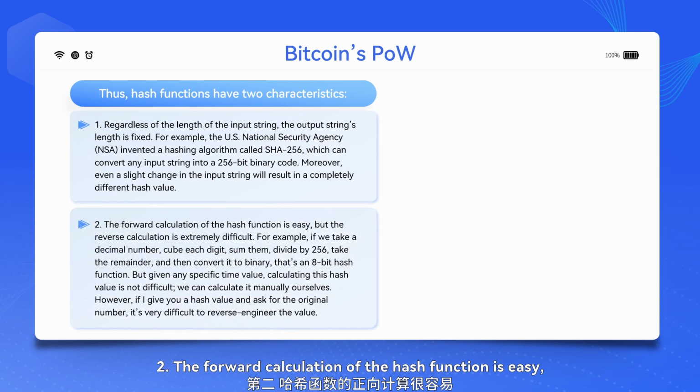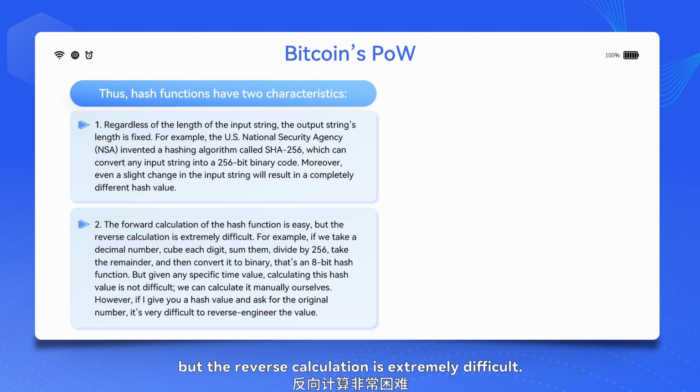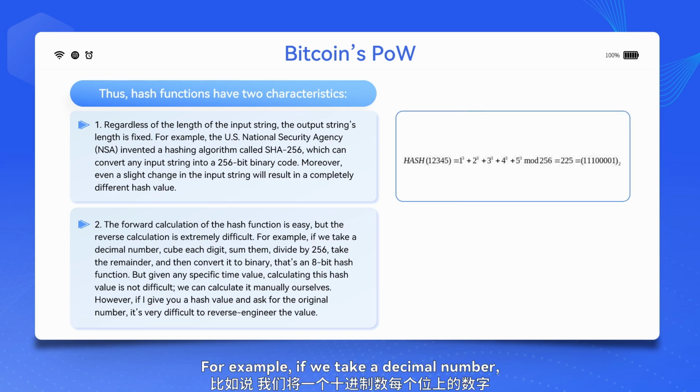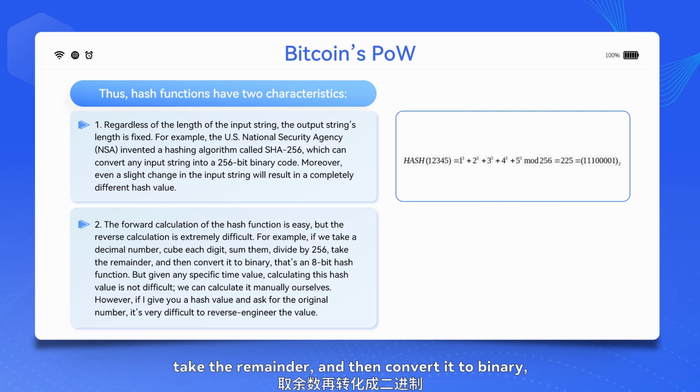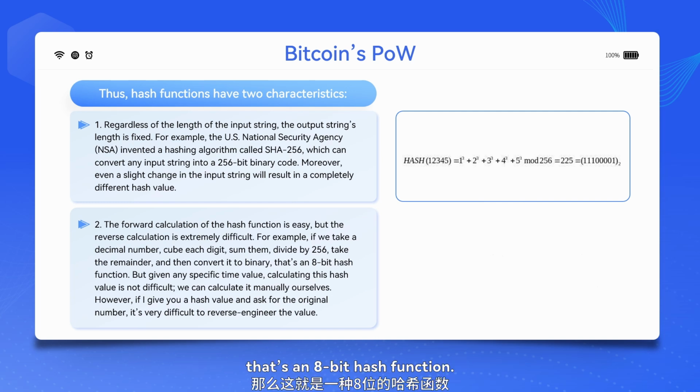2. The forward calculation of the hash function is easy, but the reverse calculation is extremely difficult. For example, if we take a decimal number, cube each digit, sum them, divide by 256, take the remainder, and then convert it to binary, that's an 8-bit hash function. But given any specific input value, calculating this hash value is not difficult. We can calculate it manually ourselves. However, if I give you a hash value and ask for the original number, it's very difficult to reverse engineer the value.